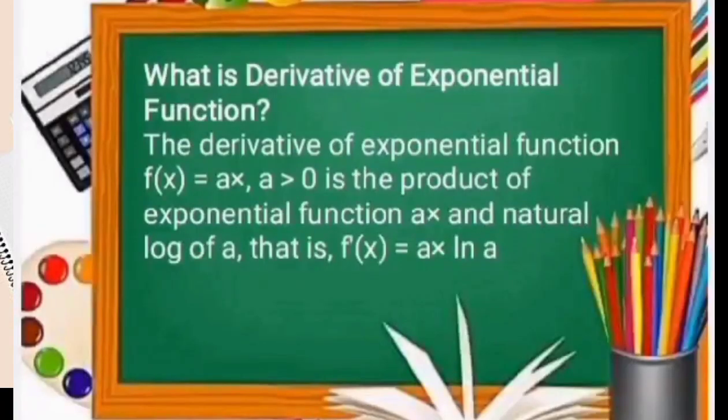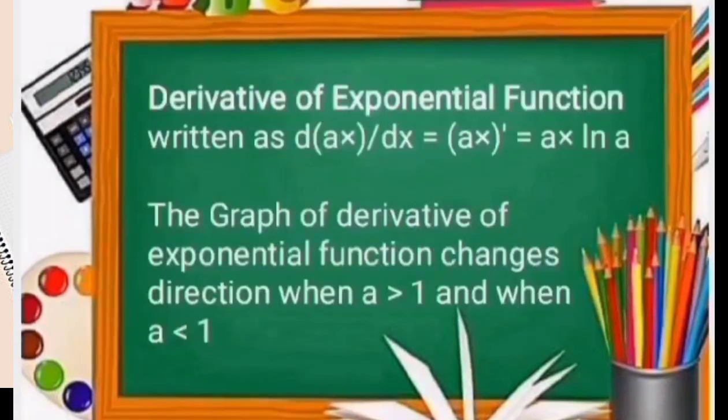The derivative of exponential function f(x) equals a^x, a is greater than 0, is the product of exponential function a^x and natural log of a, that is f'(x) equals a^x ln a. Mathematically, the derivative of exponential function is written as d(a^x)/dx equals a^x ln a.